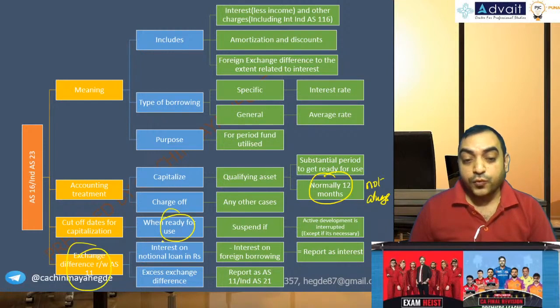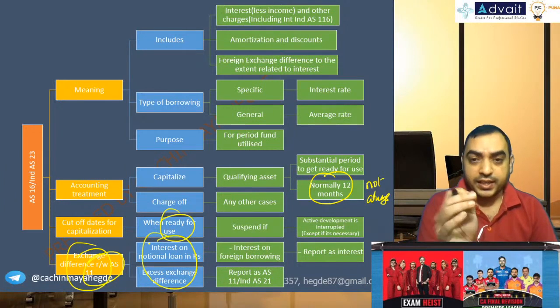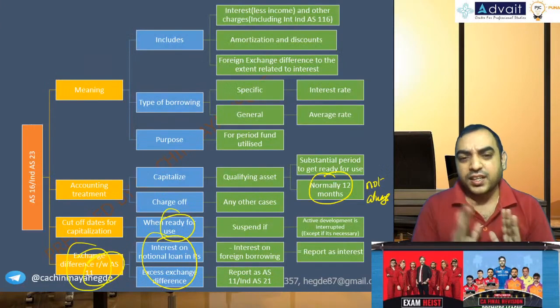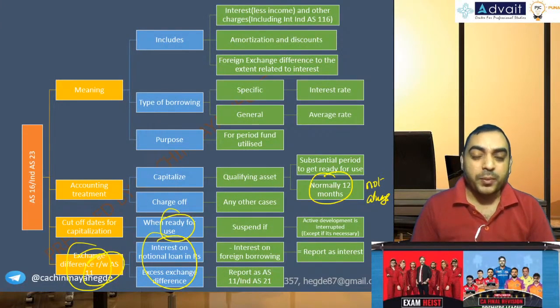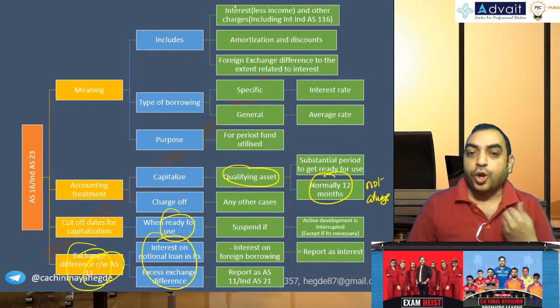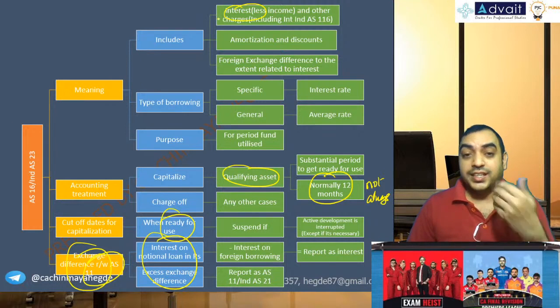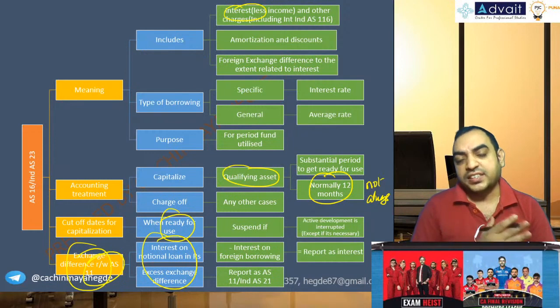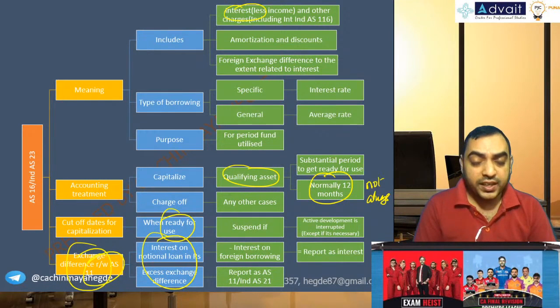And exchange difference with respect to AS 11 or Ind AS 21, we need to connect it. That portion we'll discuss separately. That is an important point. This is the simple summary with respect to Ind AS 23. Not many complications are there. The only word to remember is qualifying asset, and all types of interest and cost are part of borrowing cost. And if it is not for a qualifying asset, that expense will be charged out to P&L.